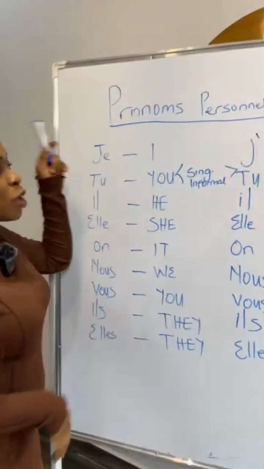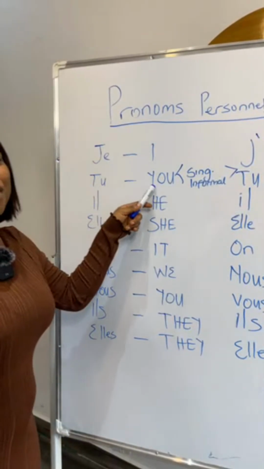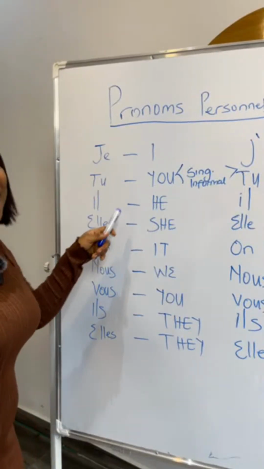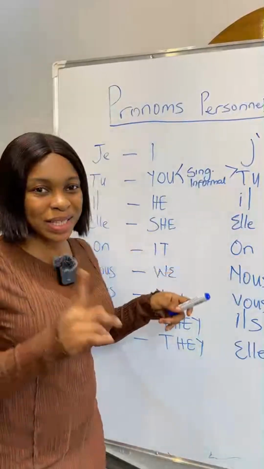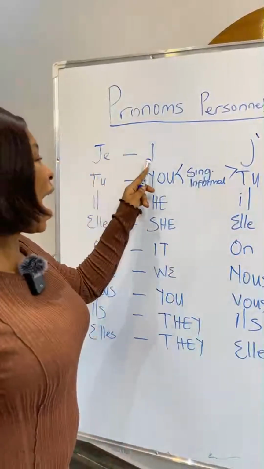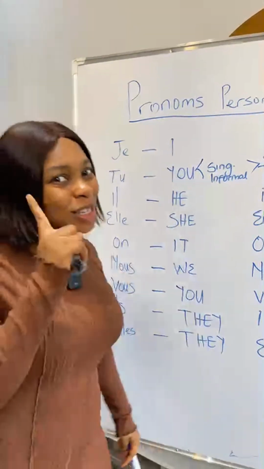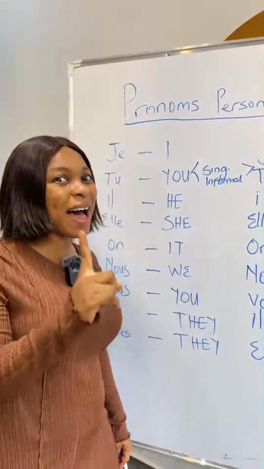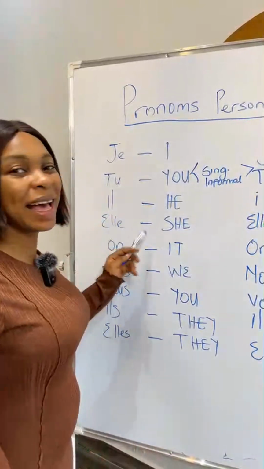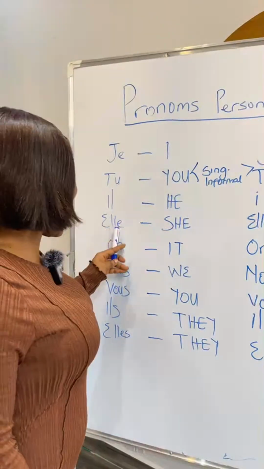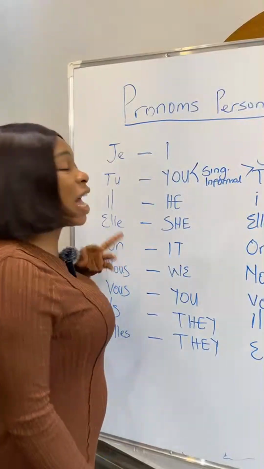So can we start from Je now? Je, I, tu, you, il, he, elle, she. One more time. Je, I, tu, you. Don't forget, tu is you for what? Singular and also informal. Very good. Il, he, elle, she. Good.